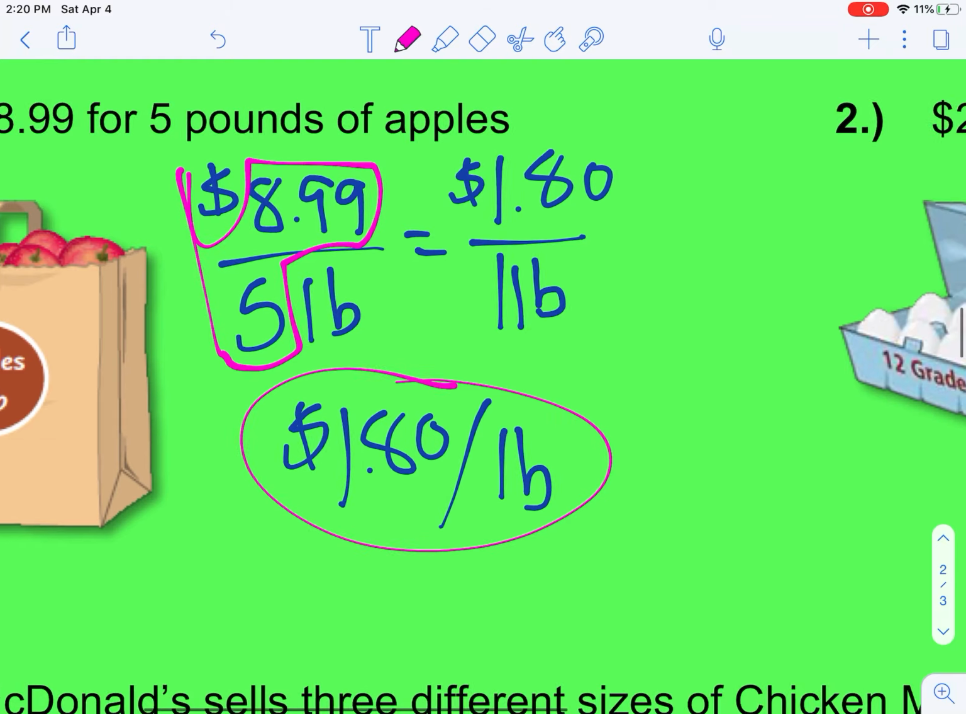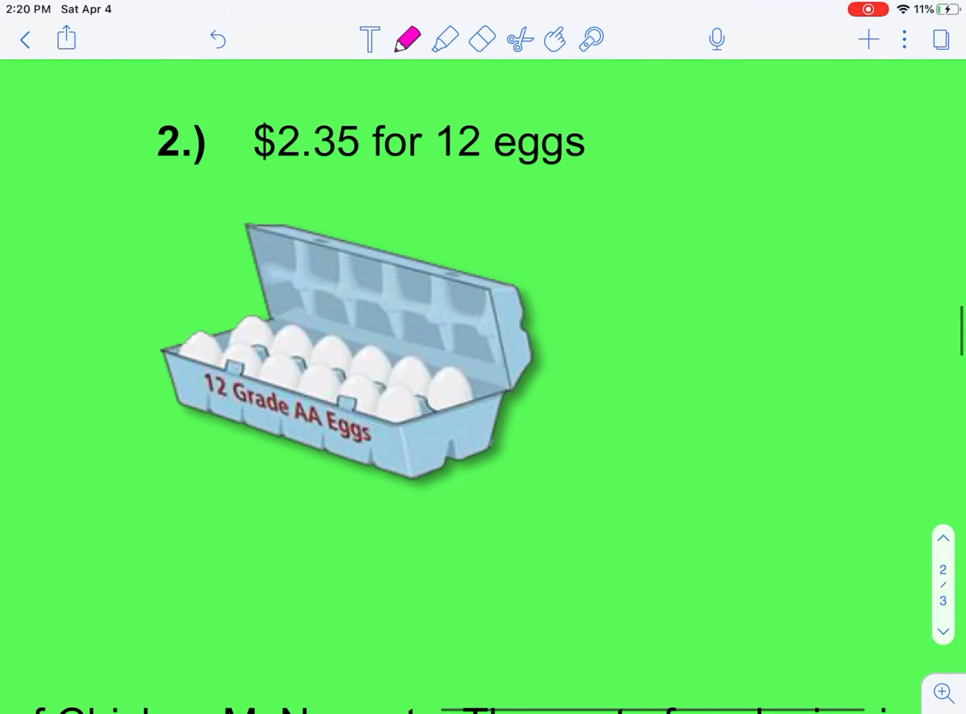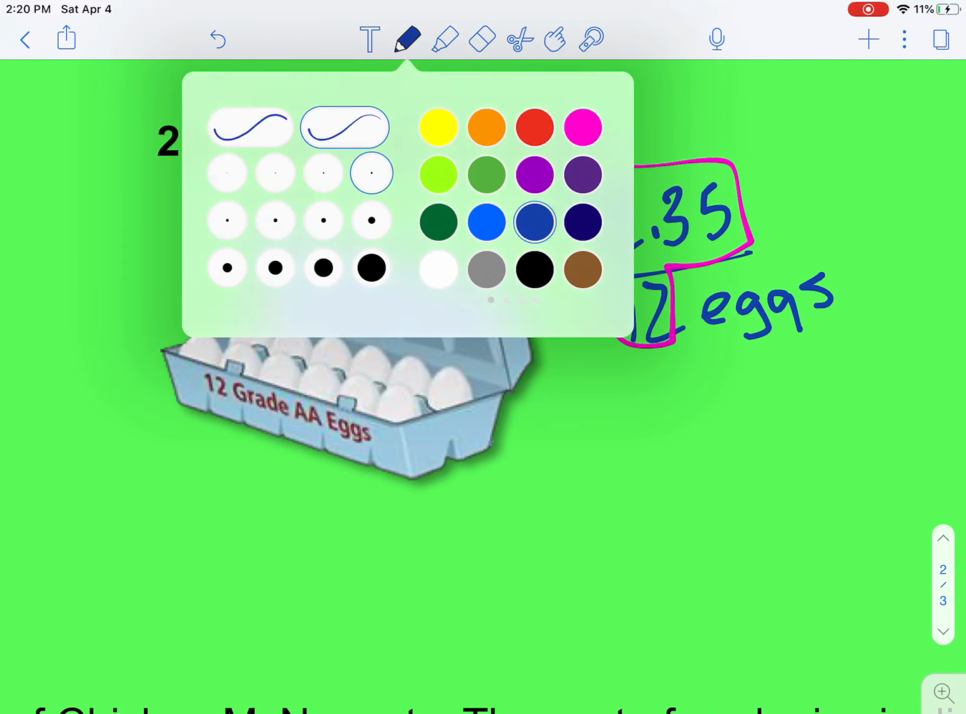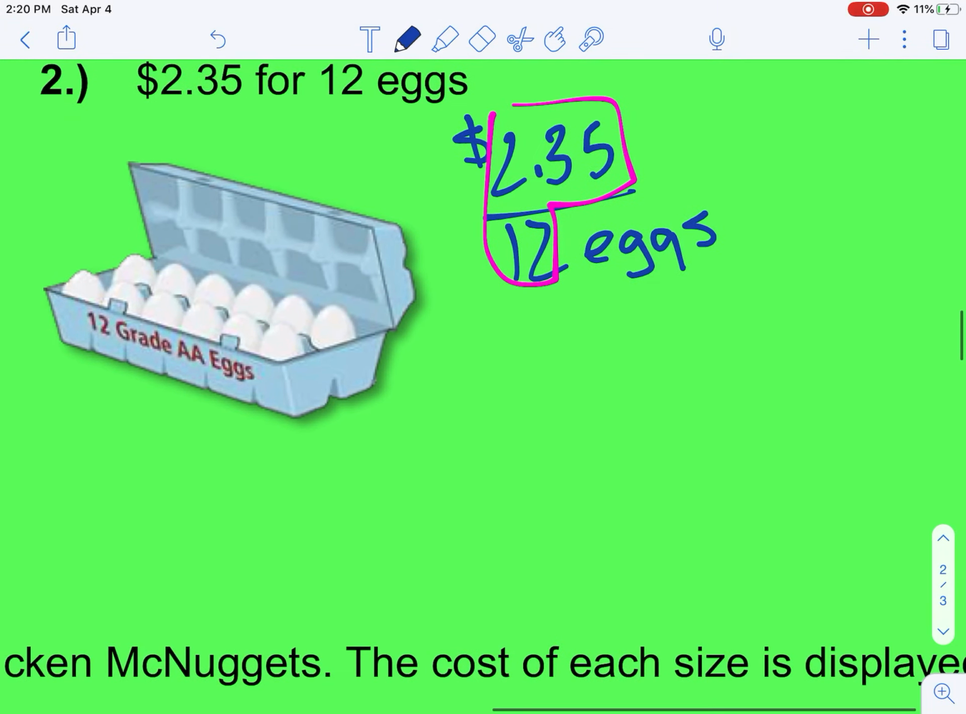All right. Number 2, I have $2.35 for 12 eggs. I don't want to know how much it is for 12 eggs. I want to know how much actually it is for 1 egg. So I'm going to divide my $2.35 divided by 12. And again, I get a really crazy answer. I'll write it down for you so you can see.